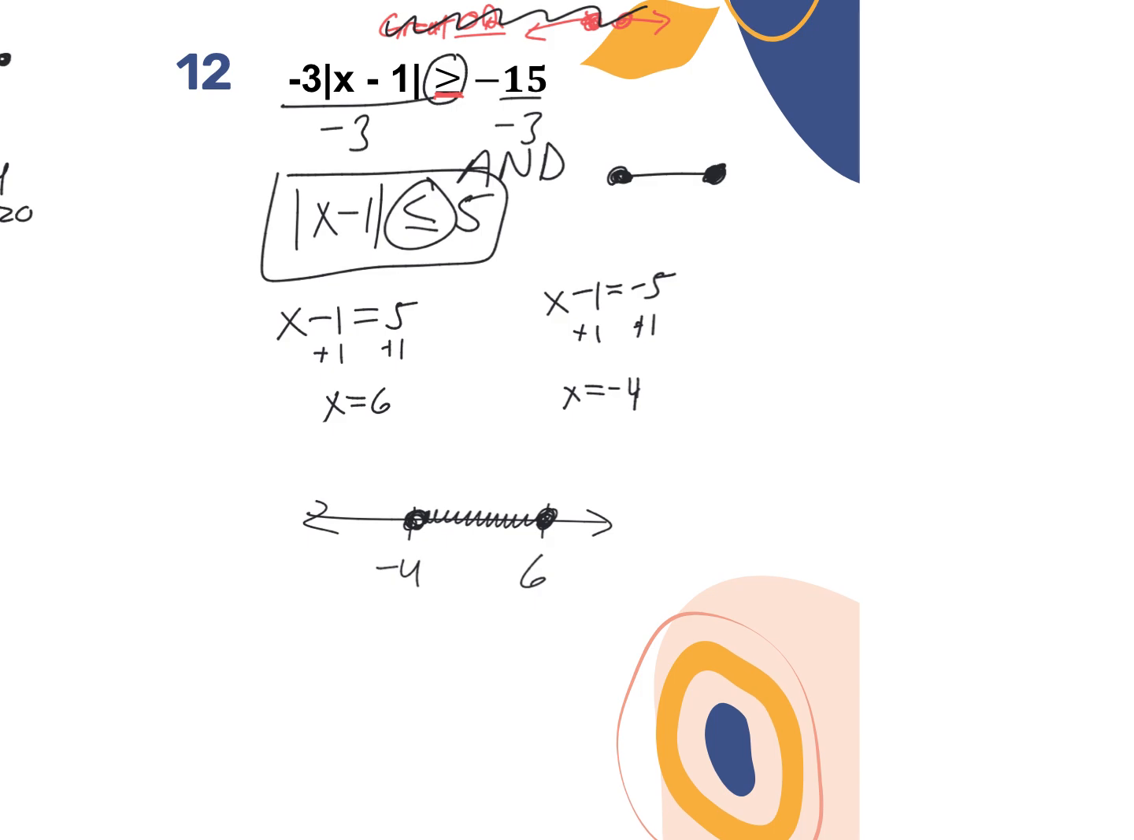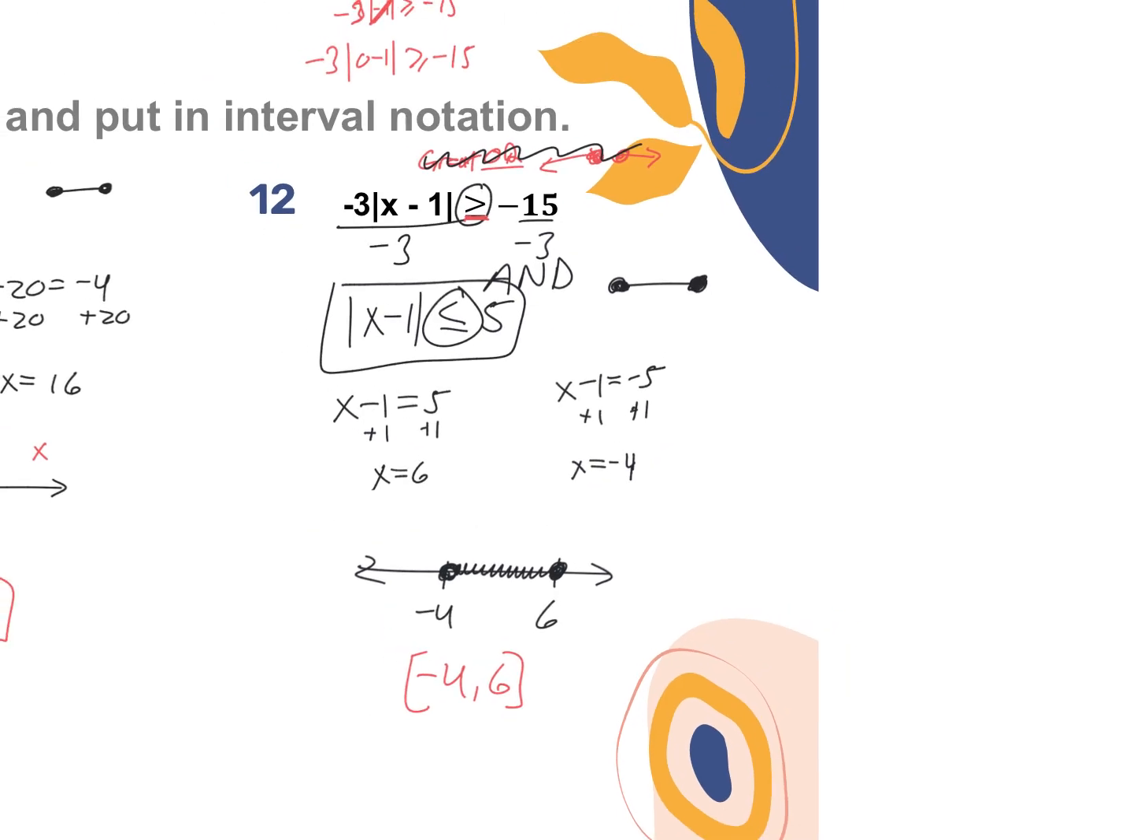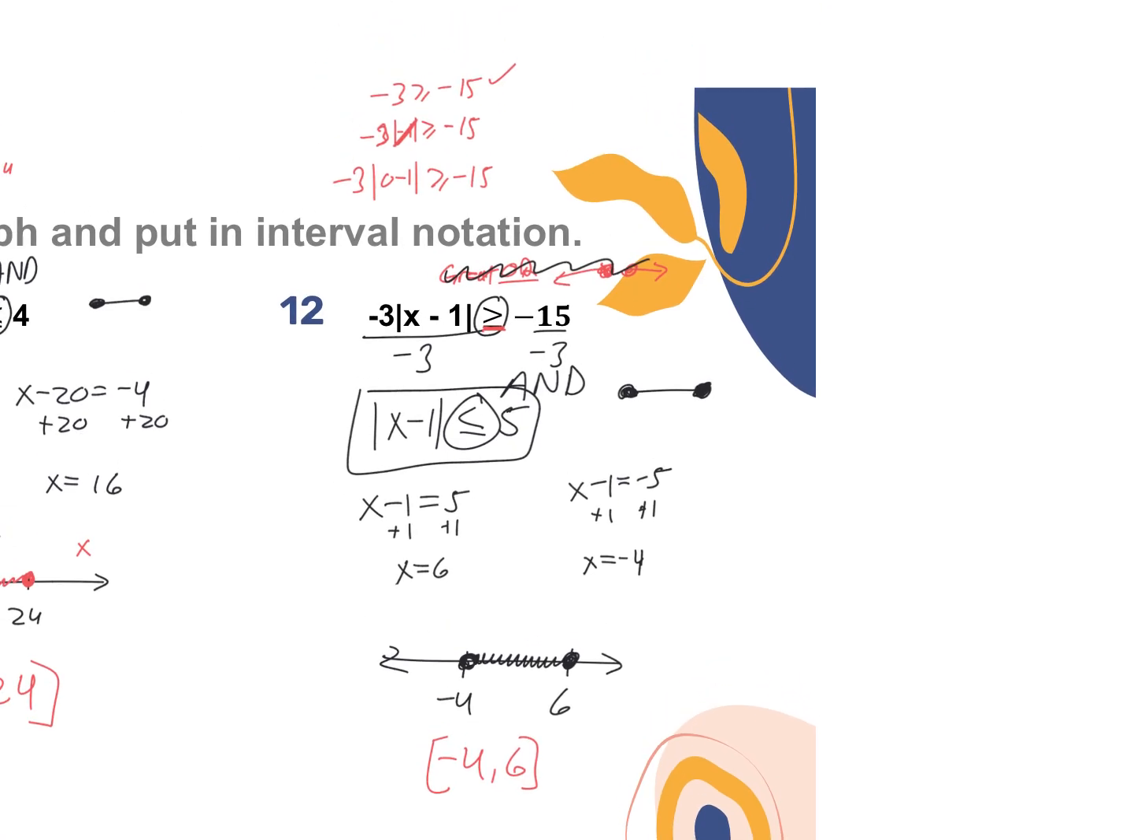And now in interval notation, it's going to be from negative 4 to 6. That's where our solutions are, and because we have closed circles, I'm going to have brackets. And so that's my answer in interval notation, and that's essentially how you would solve absolute value inequalities.